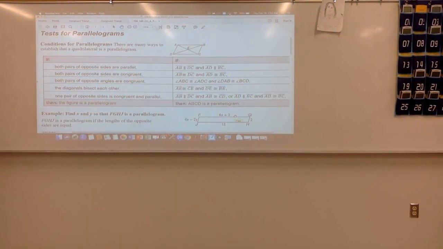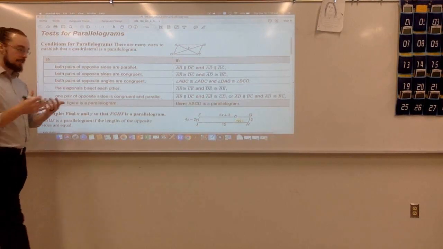So the goal of this section is to determine if something is a parallelogram, or prove that something is a parallelogram. We actually have 5 ways that we can do that. Okay, and they're directly related to the properties of parallelograms from the last section. So, if we can show that both pairs of opposite sides are parallel, then we can say the figure is a parallelogram.